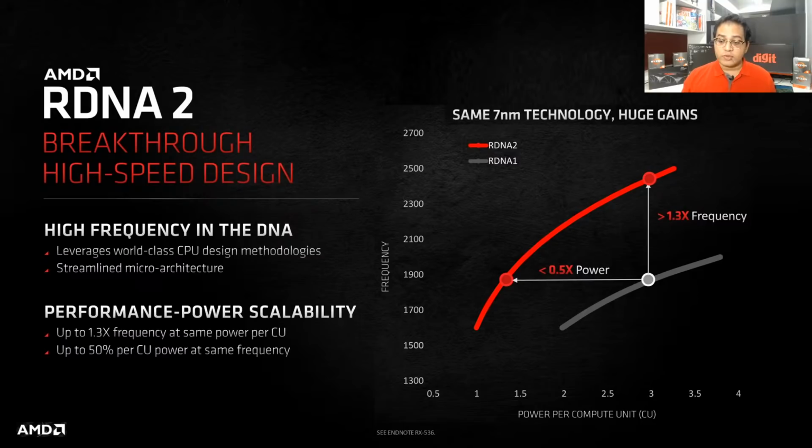RDNA 2 has achieved up to 1.3 times the frequency that RDNA 1 was capable of at the same power level. And if you were to, let's say, keep the frequency constant and look at the power levels, then you'd see that RDNA 2 consumes less than 50% power of RDNA 1, which means that these new GPUs are more scalable in terms of performance thanks to the improvements made with RDNA 2.